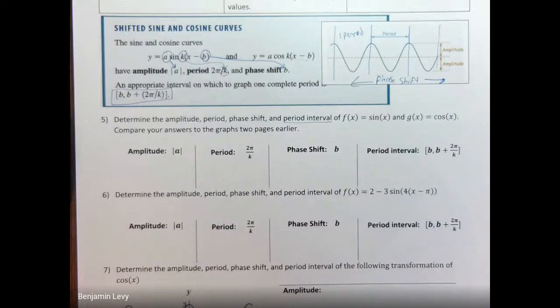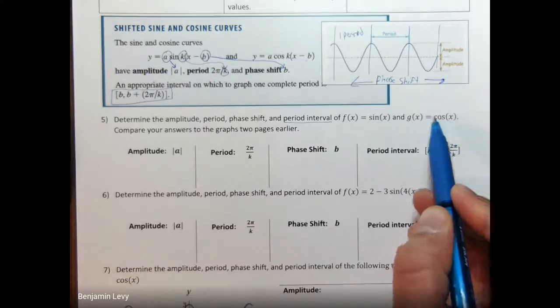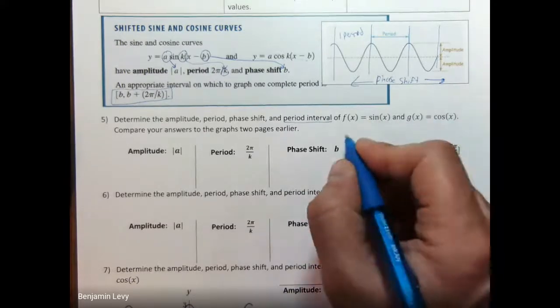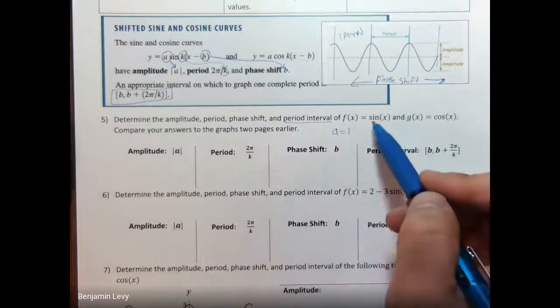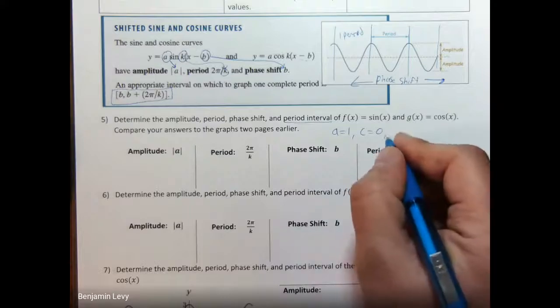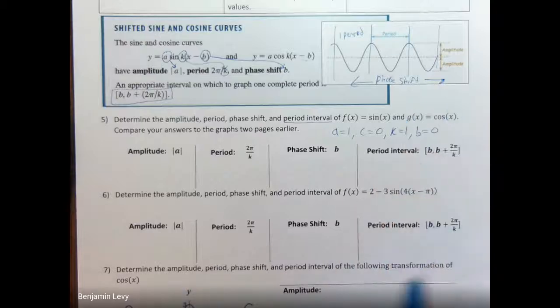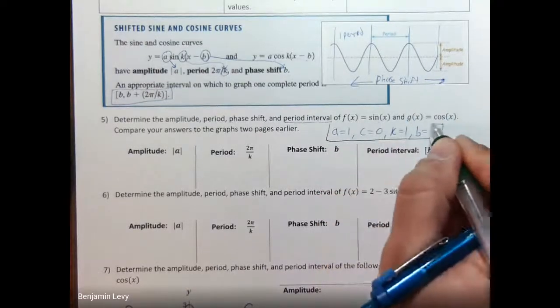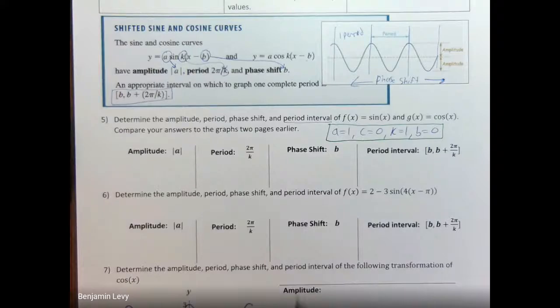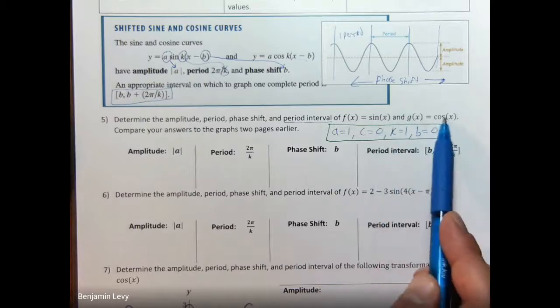Okay, so in the graphs of sine and cosine, remember that we already said that A is 1, right? There's a 1 multiplying those things. The C is 0 in those two functions. The K is 1, and the B is 0. This is what we said. We already said this from the last page, but I'm just reminding you about that here. In other words, when you plug into A, K, B, and C, those are the things that you'd plug in to get those two graphs.